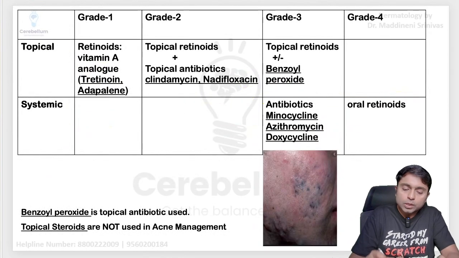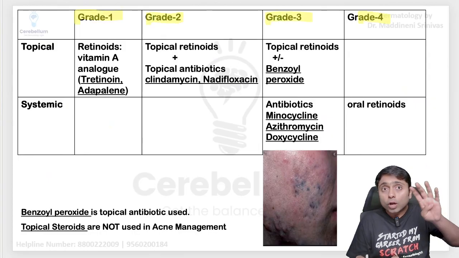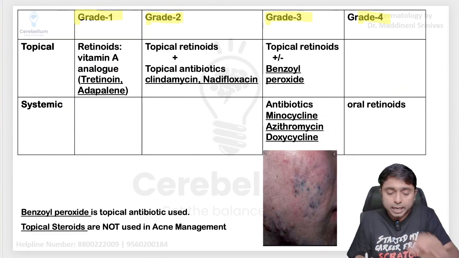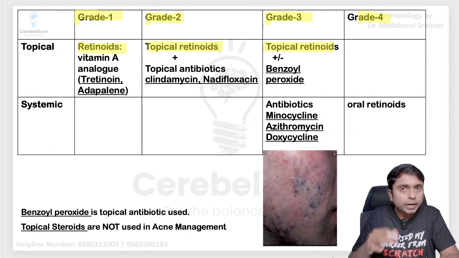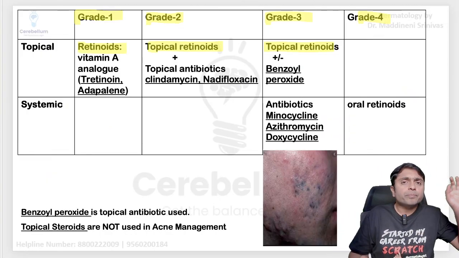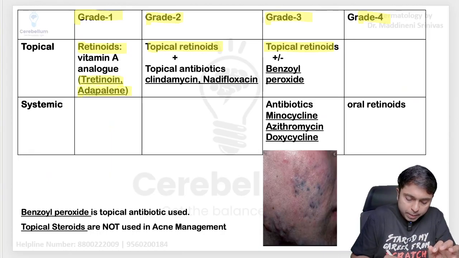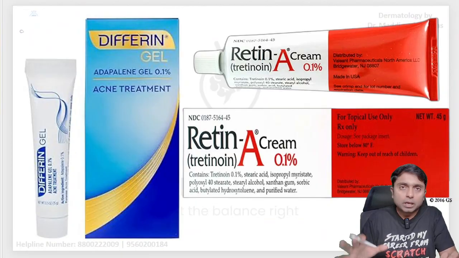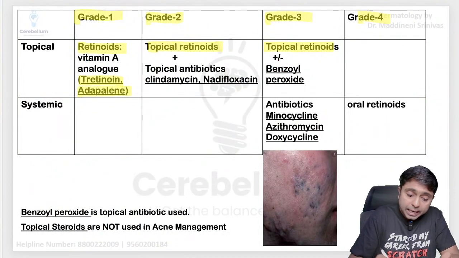Okay, so now briefly to say grade 1, grade 2, grade 3, grade 4. So what are the treatment modalities in all of the grade 1, 2 and 3? Remember students, the topical retinoids are going to be the common treatment which we are going to use, but in the grade 1 acne we are going to use only and only topical retinoid, which can be tretinoin or adapalene. As you are able to see, these are the topical tretinoin and adapalene which we are going to prescribe in the grade 1 acne, where mainly lesions are comedones.